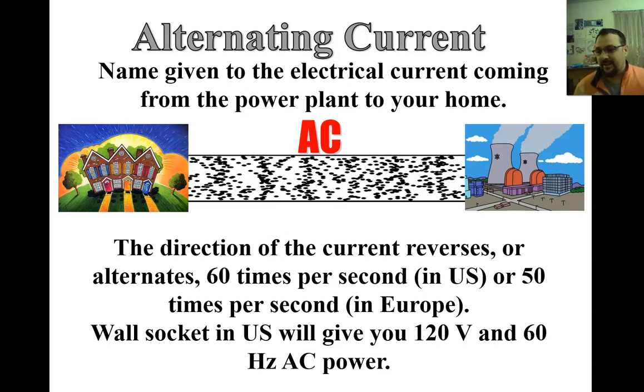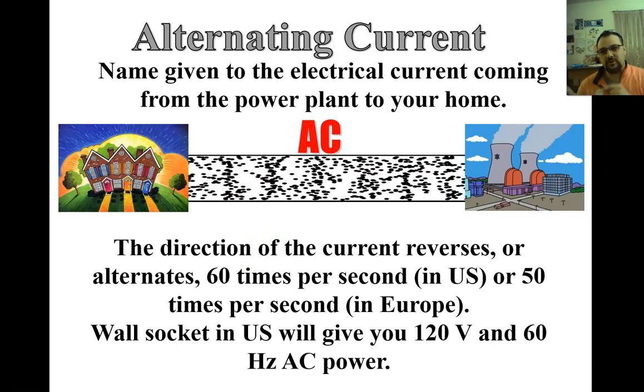All right, that is alternating current. So direct current flows in one direction. Alternating current goes back and forth.